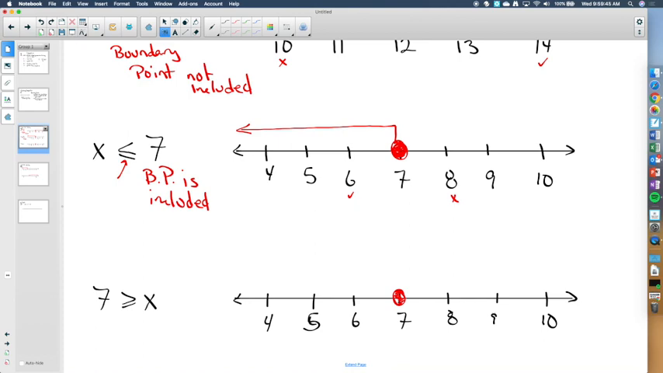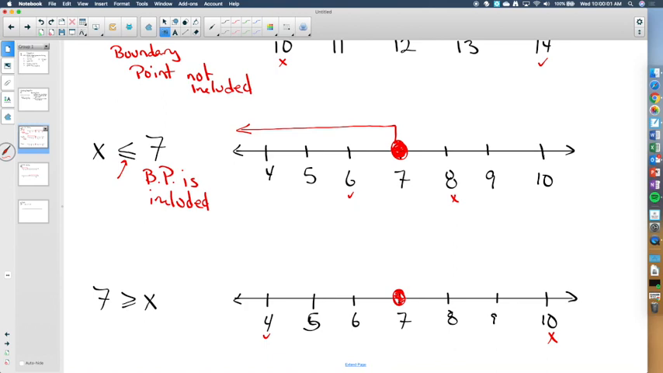Is it true that 7 is greater than or equal to 10? Well, that doesn't make sense. 10 is bigger than 7. Okay. So that means the numbers on the left-hand side of 7 worked, and the numbers on the right-hand side of 7 did not work.